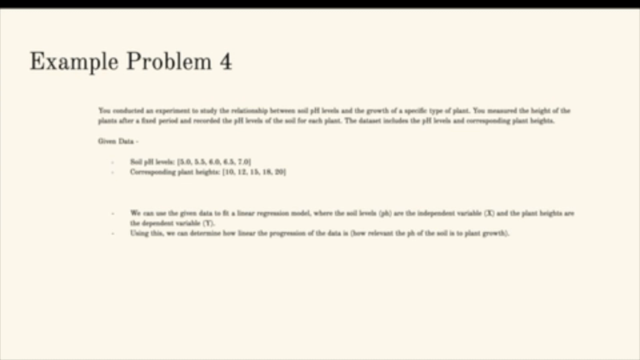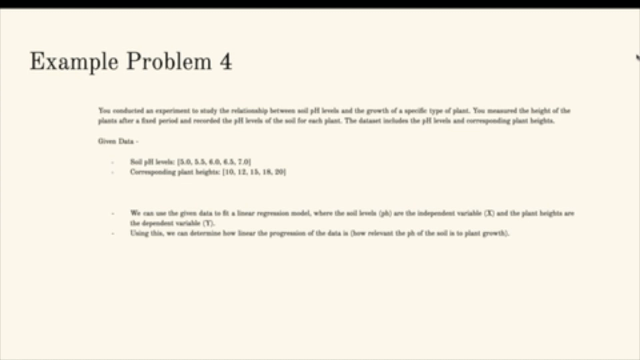You conduct an experiment to study the relationship between soil pH levels and the growth of a specific type of plant. You measured the height of plants after a fixed period and recorded the pH levels of the soil for each plant. The data set includes the pH levels and corresponding plant heights. Our given data: the soil pH levels 5 to 7. Corresponding plant heights are 10, 12, 15, 18, and 20.